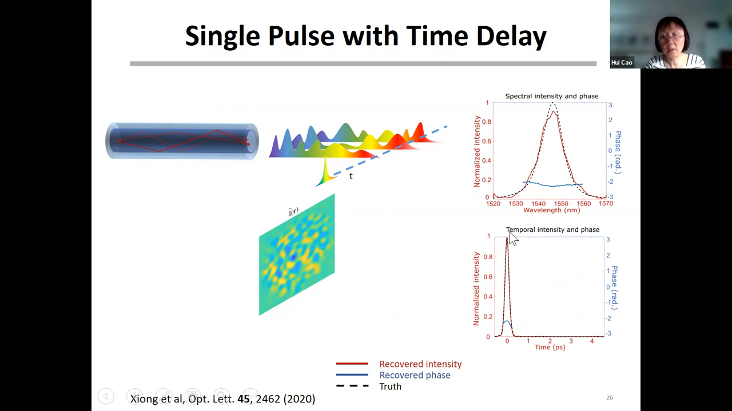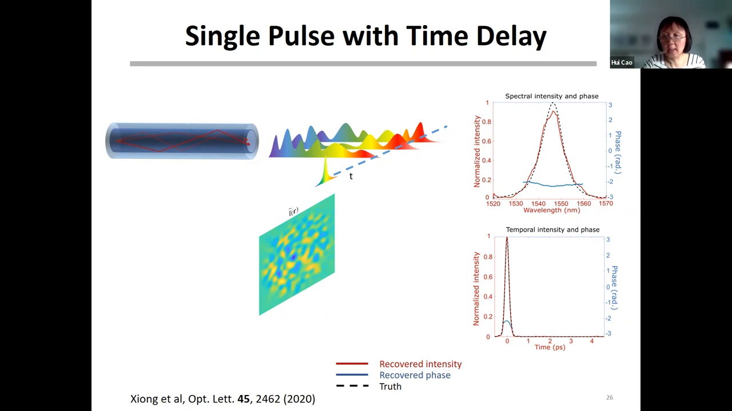Here is the pulse, and this blue shows the phase, and this is the spectral amplitude and the spectral phase. The red dashed line is what we measure for the spectrum using a regular spectrometer, while this spectrum is recovered from the temporal field. We also measure the autocorrelation to confirm that the pulse shape, or the width, is right.